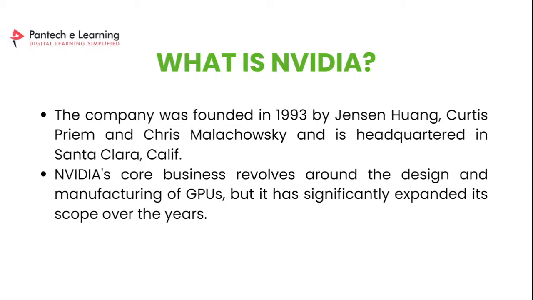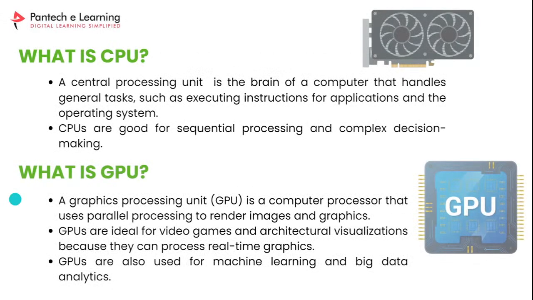Here I mentioned some words like CPU and GPU. If we want to know more about this, first we need a basic idea about CPU and GPU. So let's learn what CPU and GPU are. First, what is a CPU? I hope you all know that clearly. A central processing unit is actually the brain of a computer, which handles general tasks such as executing instructions for applications and the operating system.